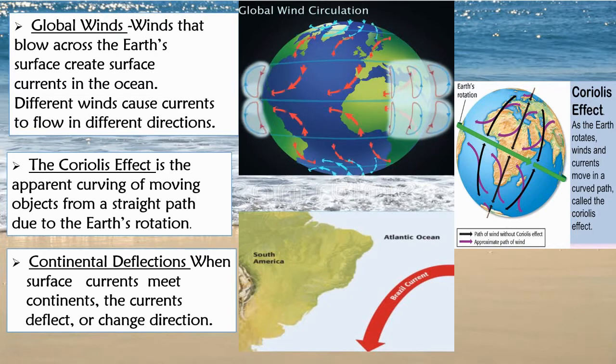The third one is the continental deflection. The landmass obstructs the flow of ocean currents and diverts their movement. It divides the ocean currents to flow in different directions. As you can see in the third picture, students, when the surface currents meet continents, the currents deflect or change their directions.